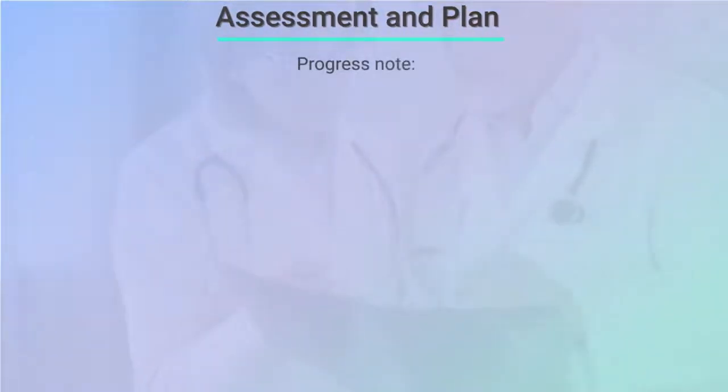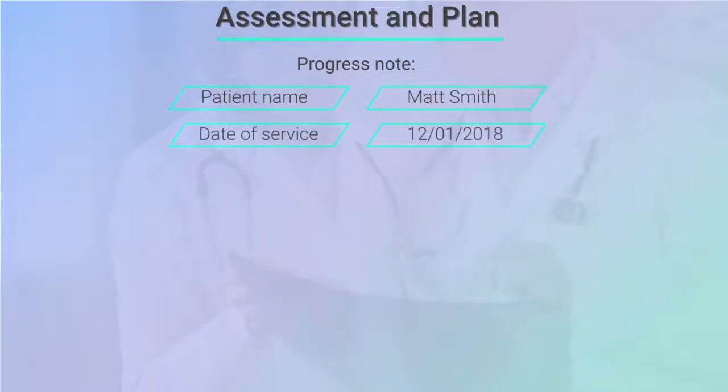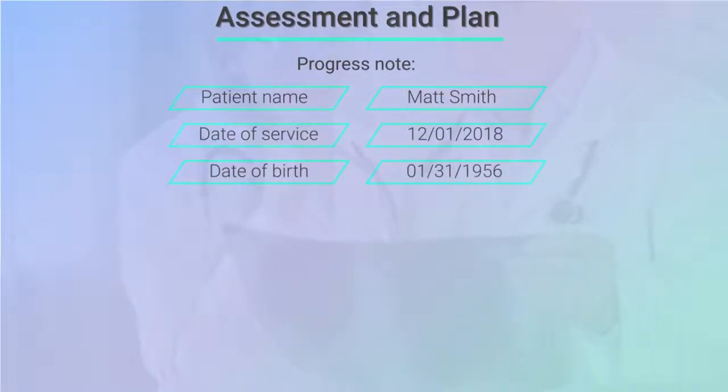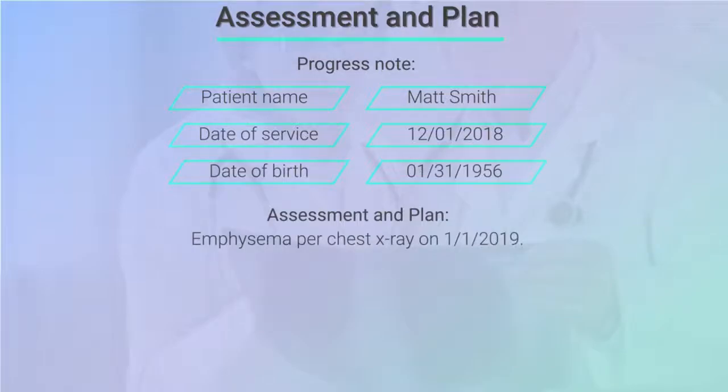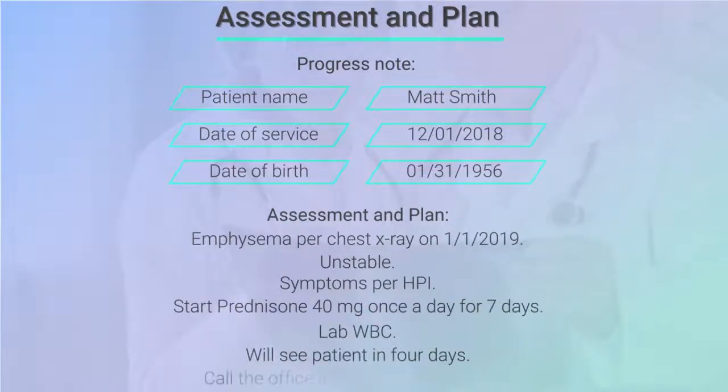Let's see an example of a progress note. Patient name: Matt Smith. Date of service: December 1, 2018. Date of birth: January 31, 1956. Assessment and plan: emphysema per chest X-ray on January 1, 2019. Unstable. Symptoms per HPI. Start prednisone 40 mg once a day for 7 days. Lab WBC. Will see patient in 4 days. Call the office if symptoms worsening.